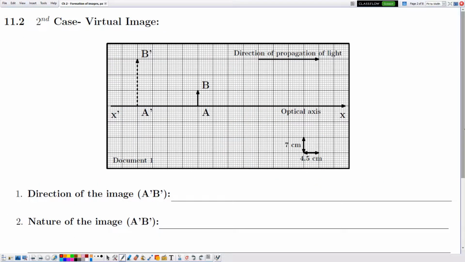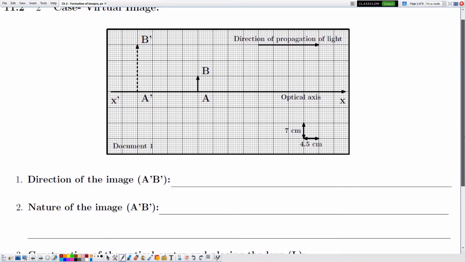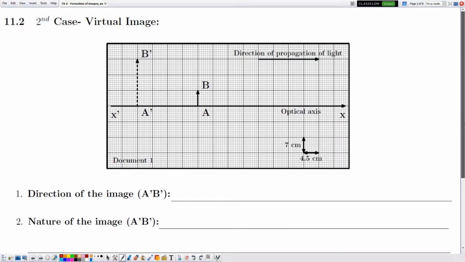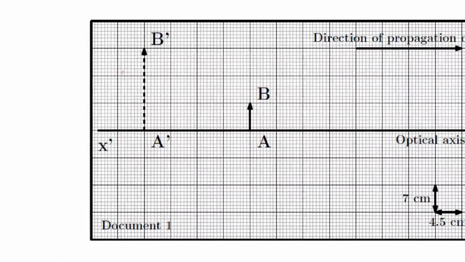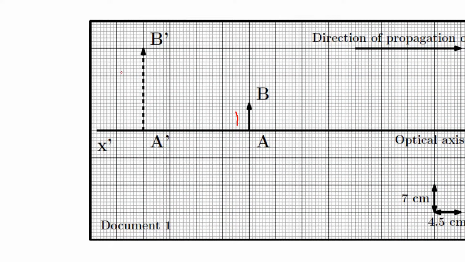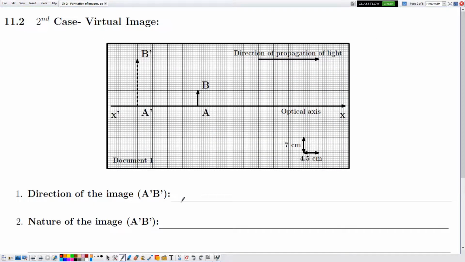Now we are going to see the construction of the optical center, but in the case of a virtual image. Now here in number 1 they are telling me the direction of the image A prime B prime. So notice that the object AB is pointing upward and the image A prime B prime is also pointing upward, which means that the image and the object are in the same direction, which means it is erect with respect to the object AB. Then let's say the image A prime B prime is erect.